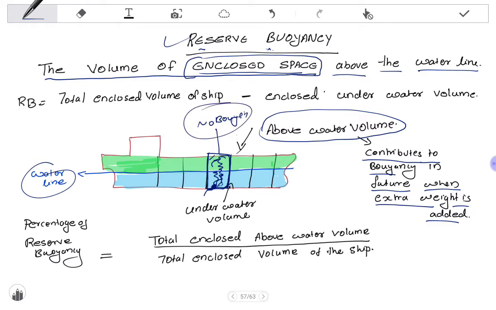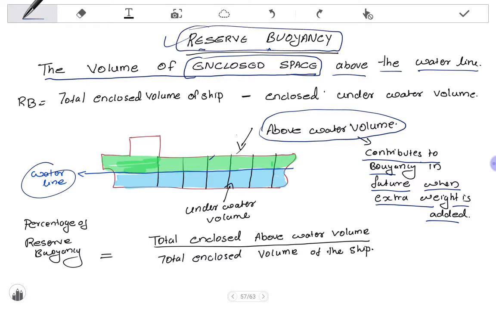Okay, so only the enclosed spaces will be able to contribute to the buoyancy of the vessel. That is why the volume of enclosed spaces above the water line is called reserve buoyancy. That means that much space is reserved for future use when any extra weight is added on the ship. This reserve buoyancy is also referred to in percentage terms.